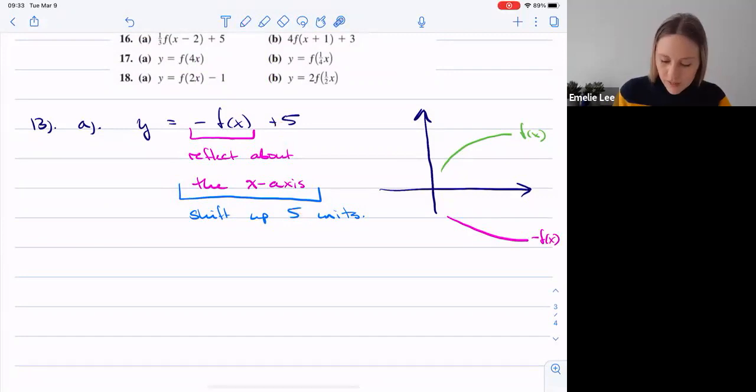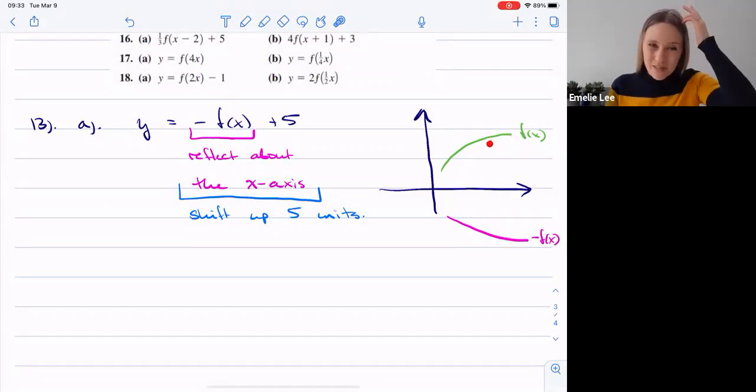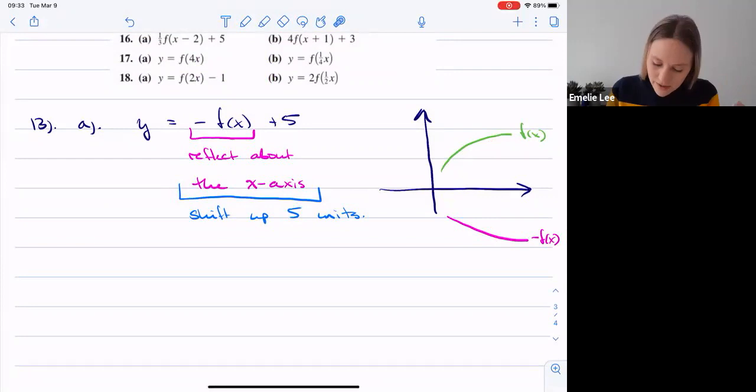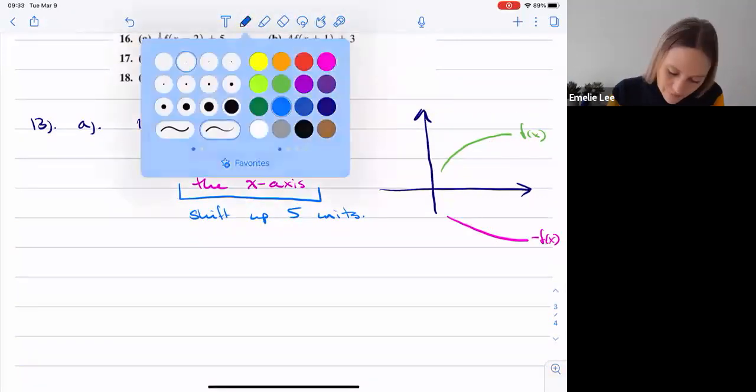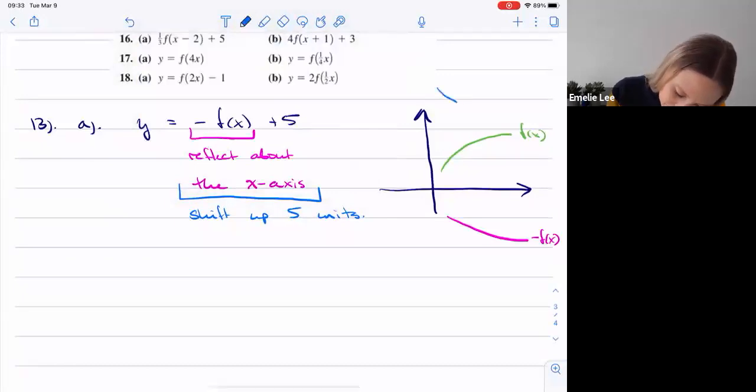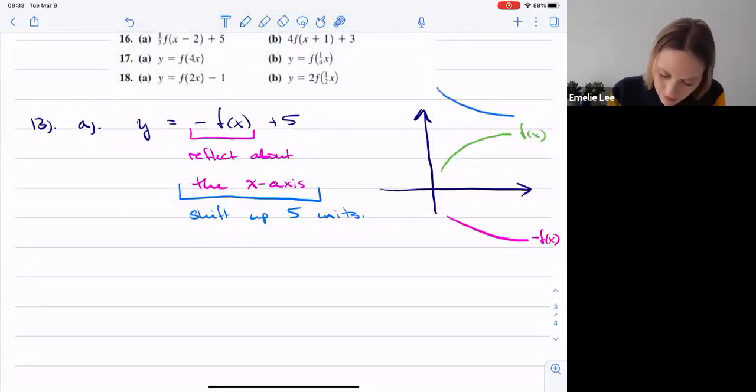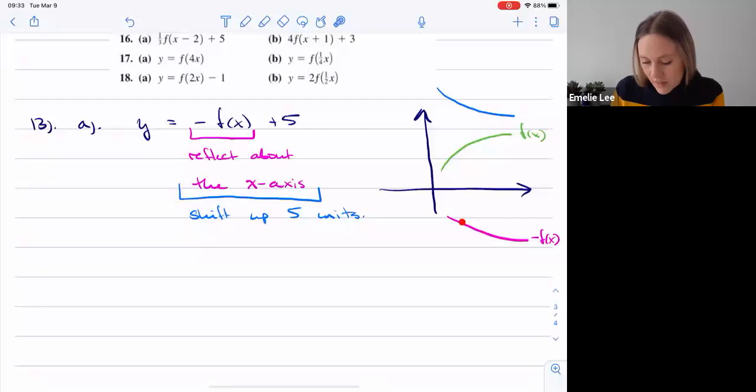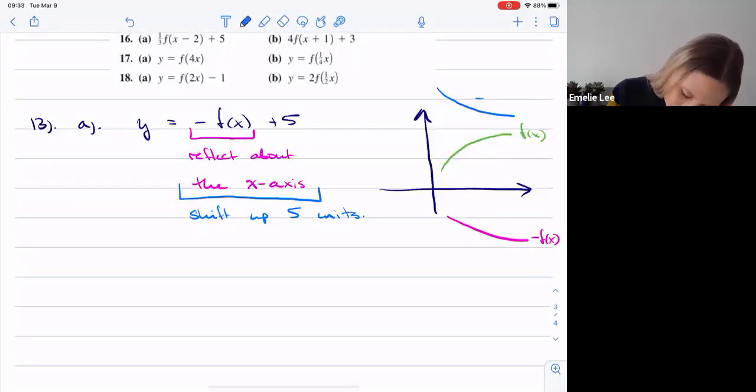And then I have to shift up 5 units. So these guys just have to shift up 5 units. I didn't put any units on here, but let's say maybe that becomes up here or something like that. Notice that it has the same shape as negative f of x. Things are just shifted up. So this is negative f of x plus 5.